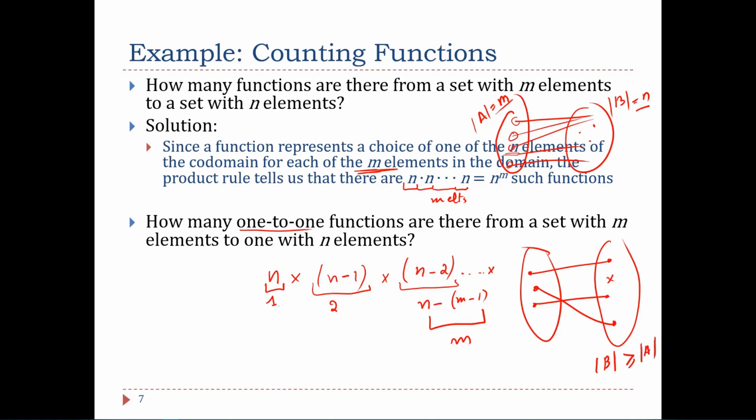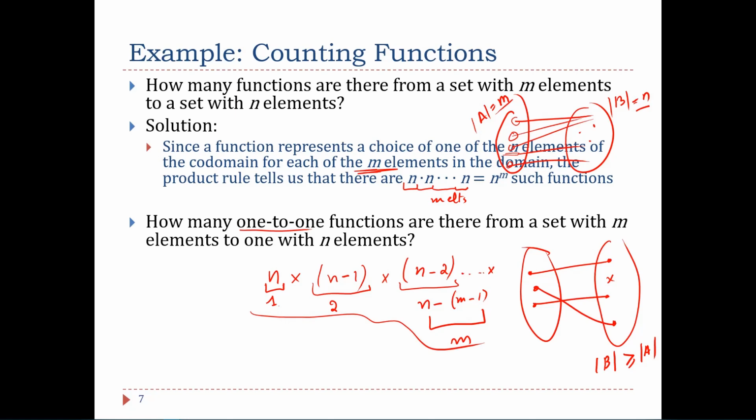Okay, so n clearly must be greater than or equal to m in this case. You will be able to accommodate all the elements of A with singular elements in B. And we will have a function for this somehow. So what if we continue doing this multiplication down?